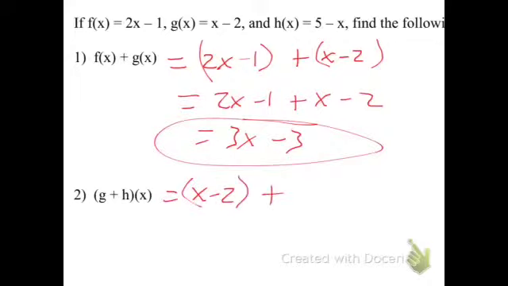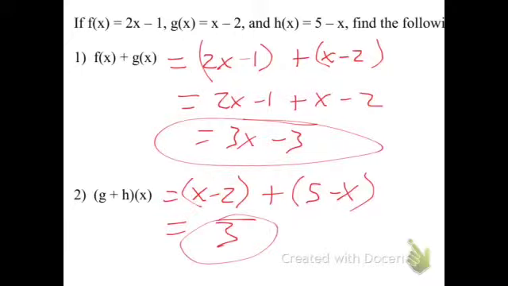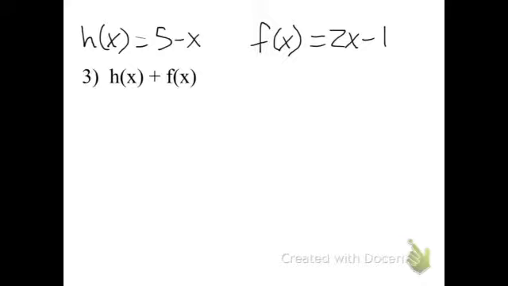Moving down to number 2, you've got to take g of x, which is x minus 2, and add h of x, which is 5 minus x. The parentheses again don't do anything, so you just combine your x values. Positive x minus x is 0x, so there are no x's, and negative 2 plus 5 just gives you 3. The end.